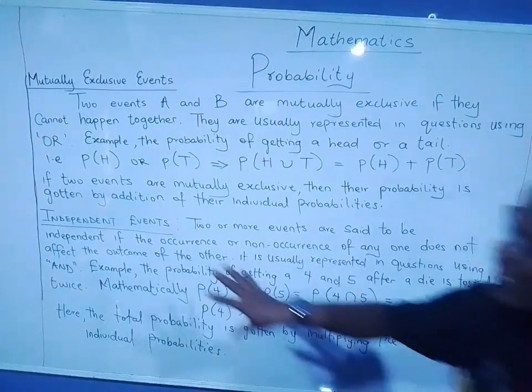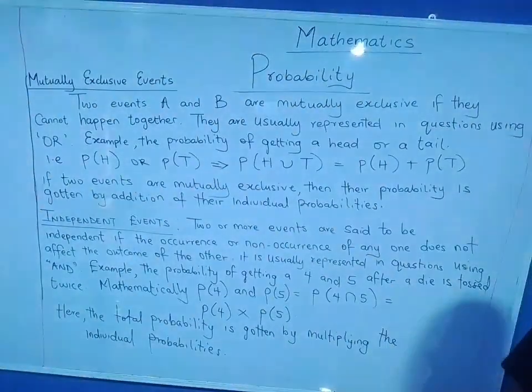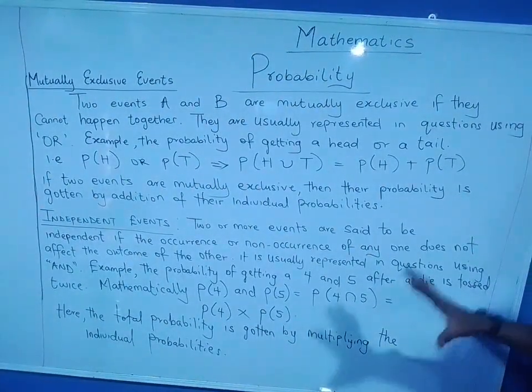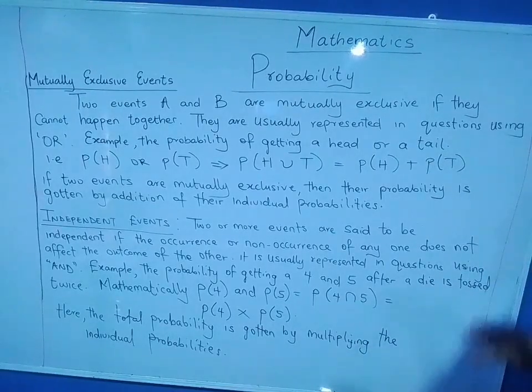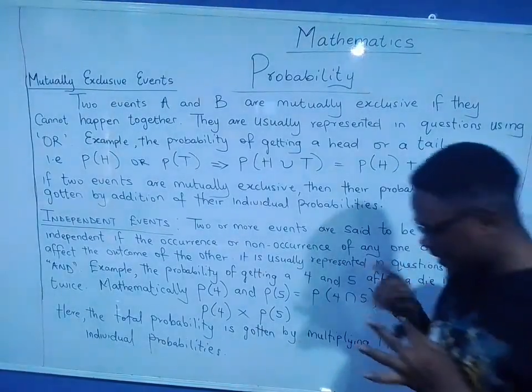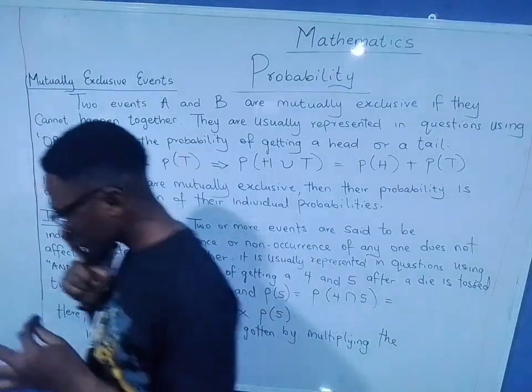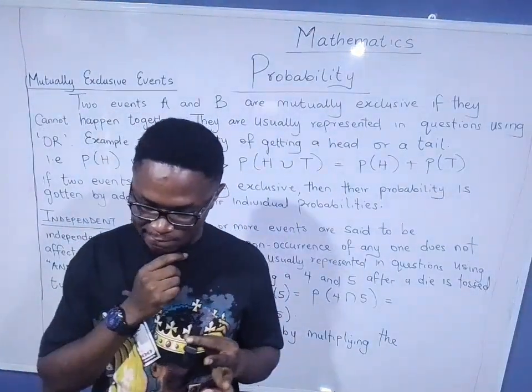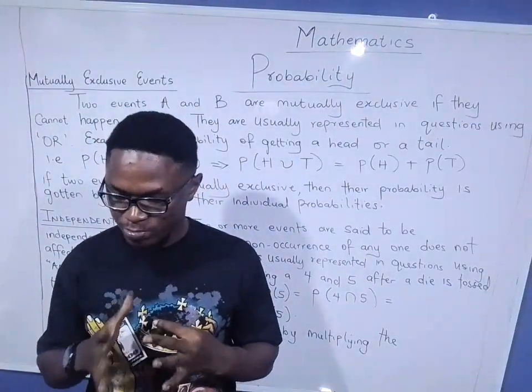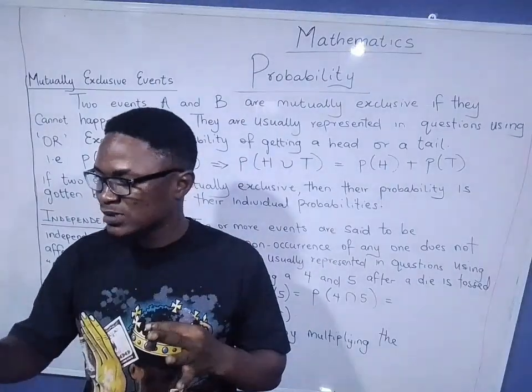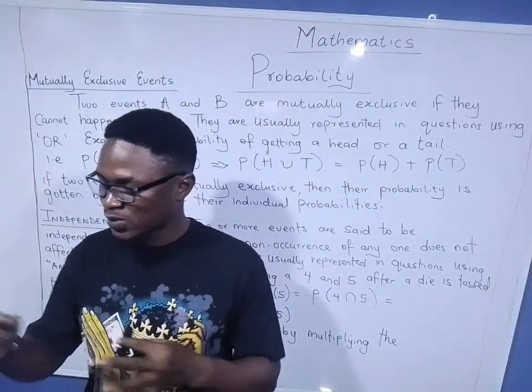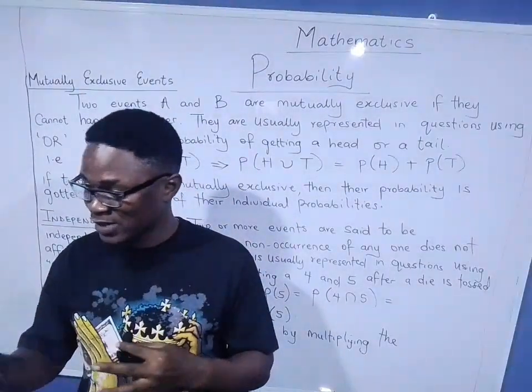Alright. So what are independent events? Independent events are two or more events that don't depend on each other. This is the opposite of mutually exclusive. This one has to do with "and", right? It has to do with "and".